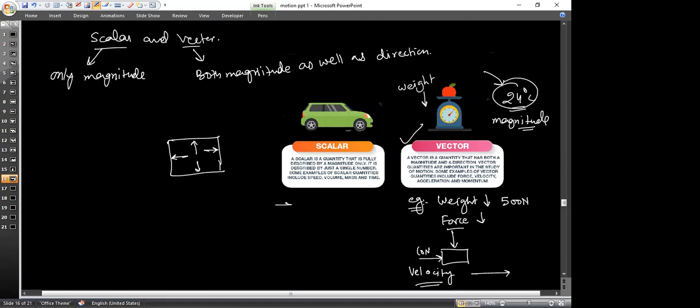Okay, Huma, give me an example of another scalar quantity. Huma, am I audible? Sir, I didn't understand it. You didn't understand this? Okay, beta, let me explain again.